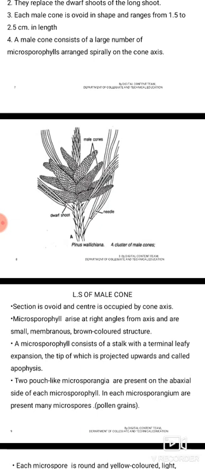Coming to the longitudinal section of the male cone. The section is ovoid and the center is occupied by the cone axis. Microsporophylls arise at right angles from the axis and are small, membranous, brown colored structures. A microsporophyll consists of a stalk with a terminal leafy expansion, the tip of which is projected upwards and is known as apophysis. 2 pouch-like microsporangia are present on the abaxial side of each microsporophyll.